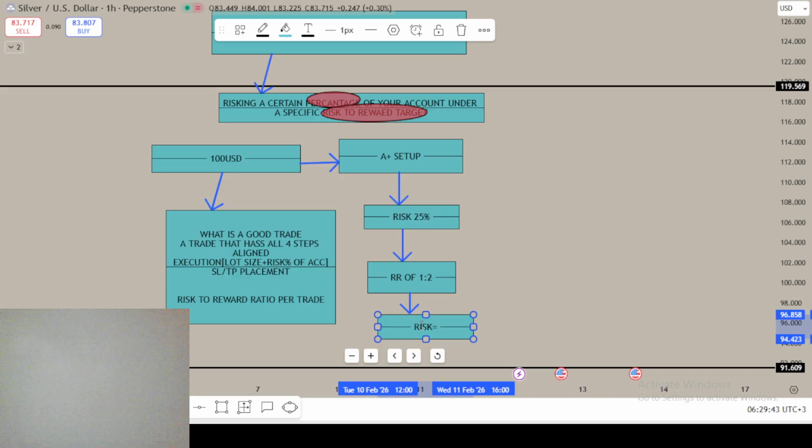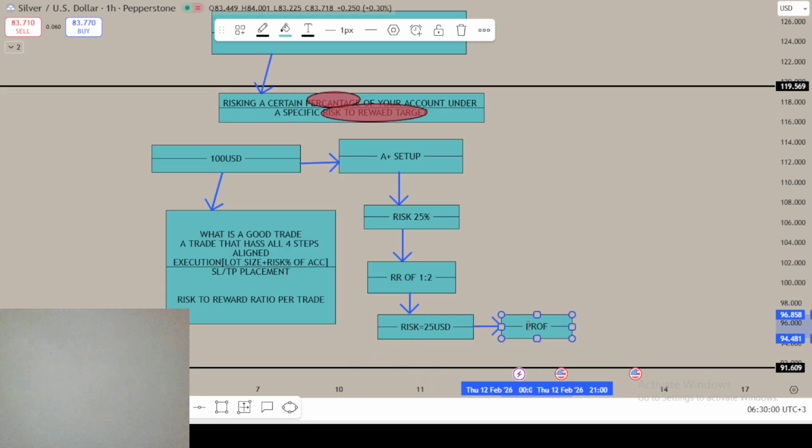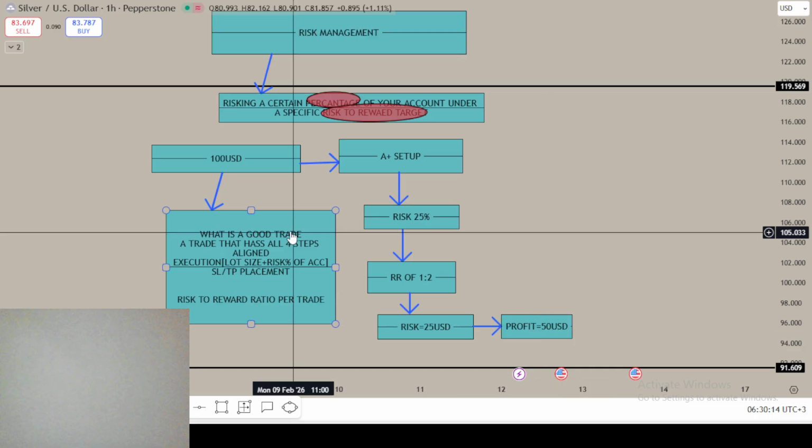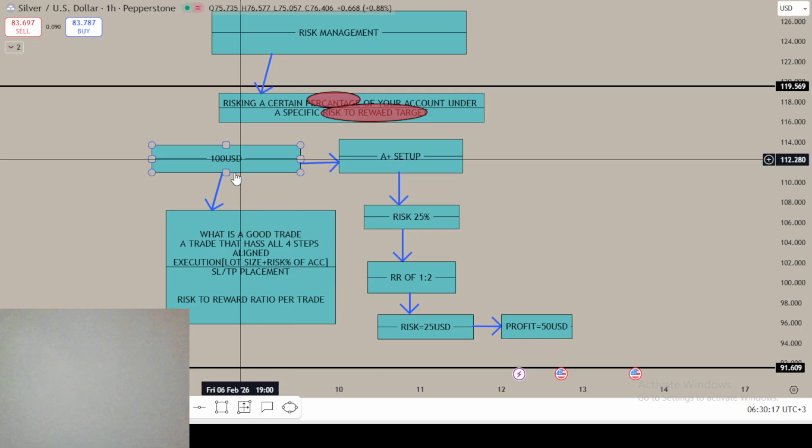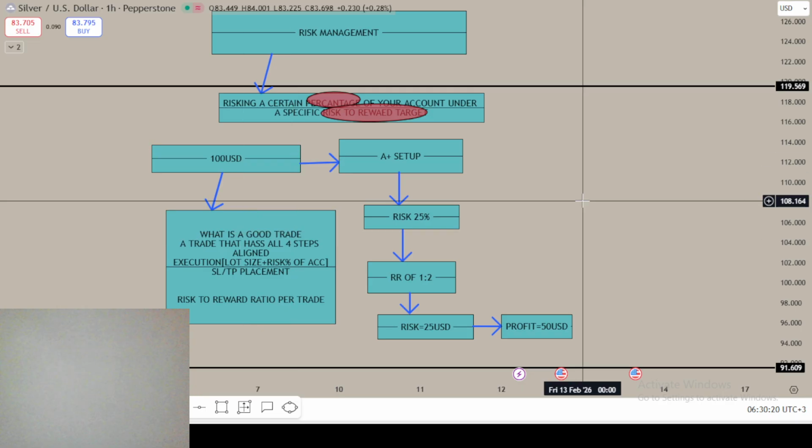Profit of 25 times 2, 50 USD. You are going to make a profit of 50 USD. Now you get to understand that 50 USD is 50% of the account. This is how I deal with A plus plus setups. An A plus setup is a setup where all the 4 steps are aligned.